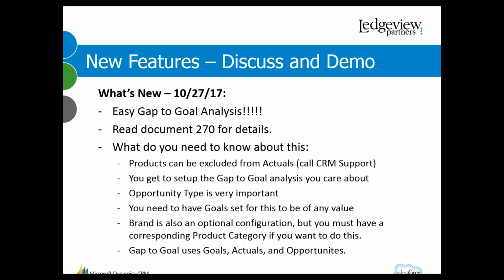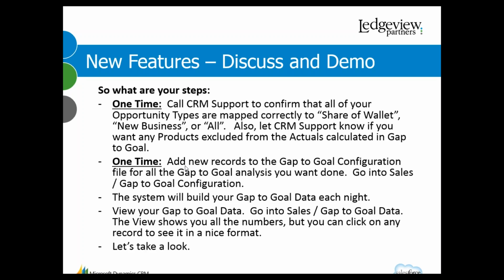So your opportunities are really important for this calculation to be of value. So hopefully you've got good goals. Actual should be good. They're coming from your accounting system, and you're diligent about keeping your pipeline accurate. If you have all of that, this gap to goal tool is going to be awesome. All right, so what's next?